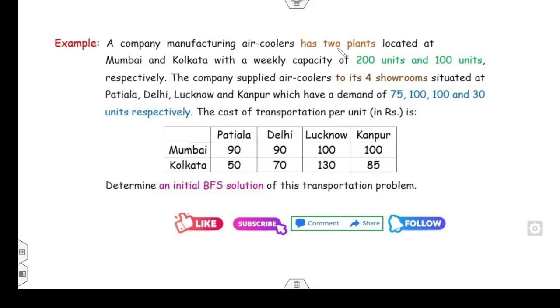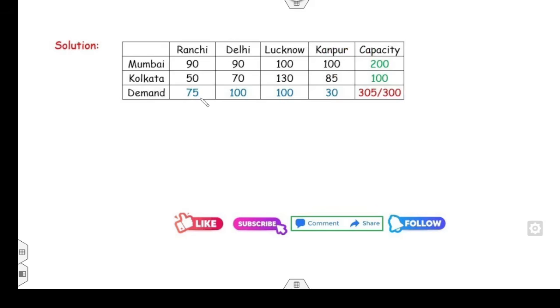Okay, the company has two plants located at Mumbai and Kolkata with a weekly capacity. This is my capacity of 200 units and 100 units. The company supplies the air cooler to the four showrooms located at Patiala, Delhi, Lucknow and Kanpur. This is my demand 100, 100 and 30. And the cost of the transportation. So that means my problem is minimization. So we will see whether this problem is balanced or not. You can clearly see the problem is unbalanced.